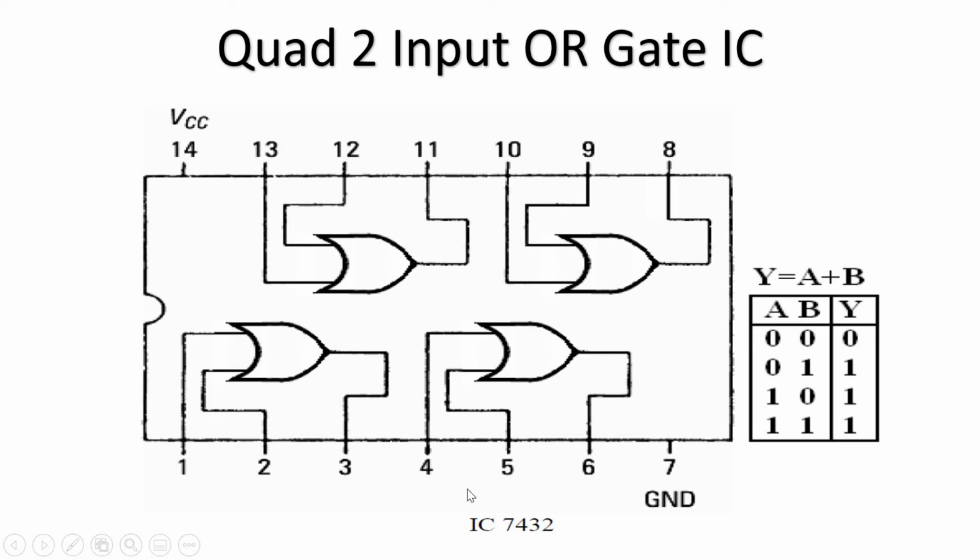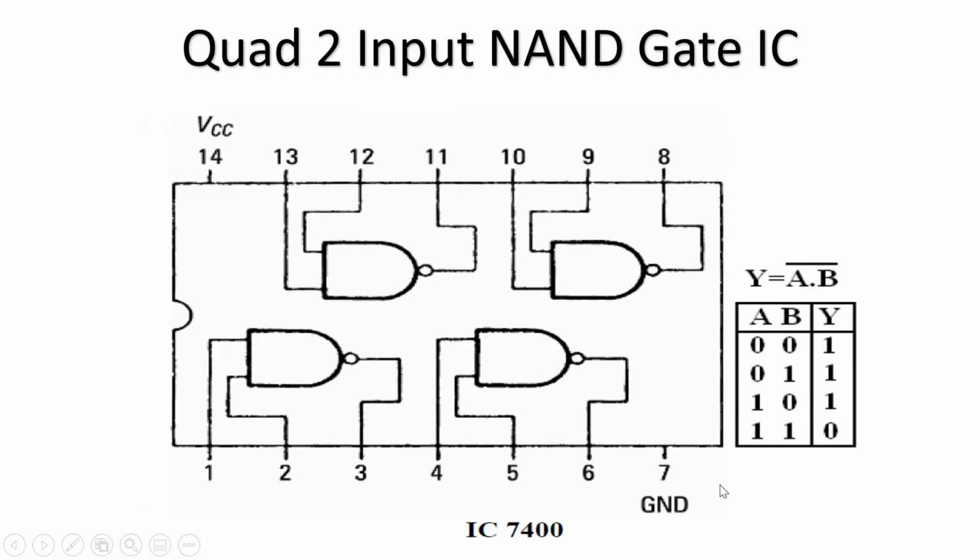You can see the pin numbers of the OR gate. 1, 2 are the inputs, 3 output, 4, 5 input, 6 output, 10, 9 input, 8 output, 13, 12 input, 11 output. Similar to the AND gate package, this OR gate package also has similar pins for inputs as well as outputs. The truth table you can see here. Whenever both inputs are 0, then only the output is 0. For all remaining cases, the output is 1.